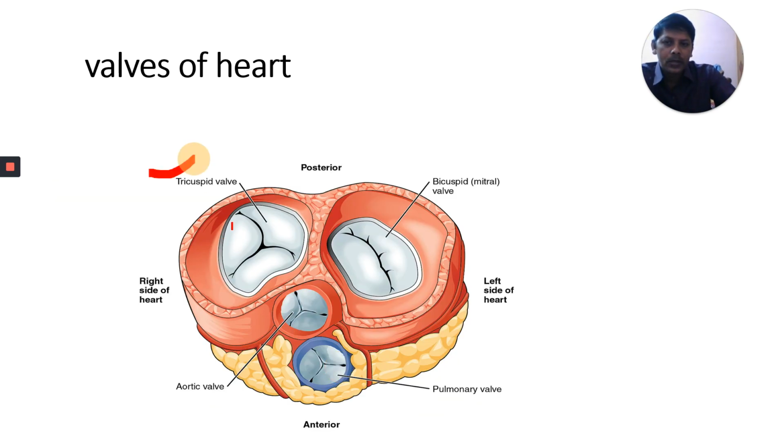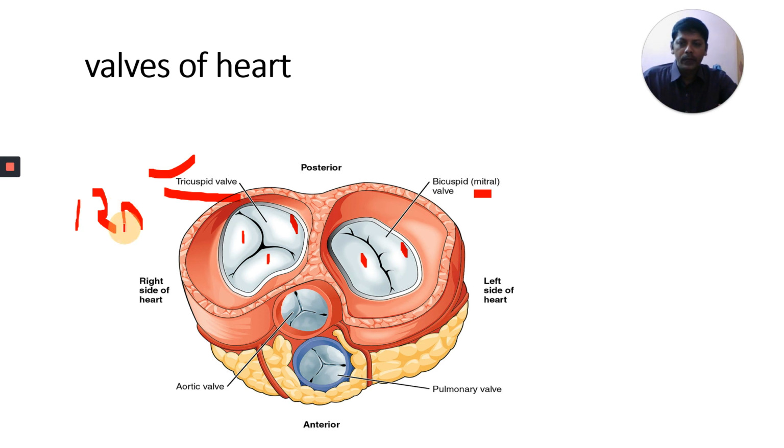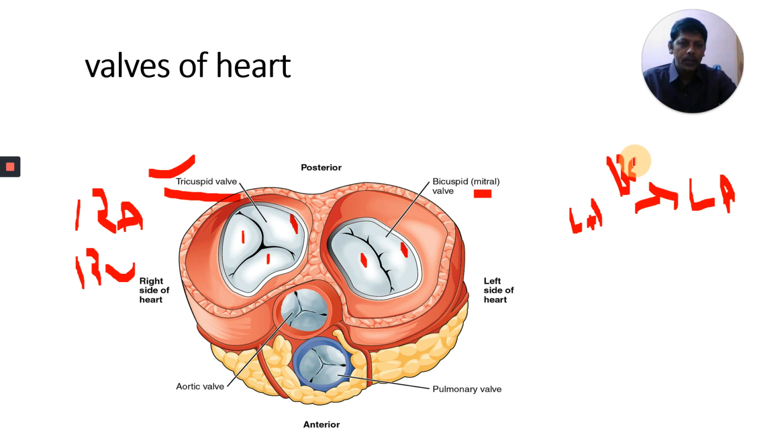You can observe here: this is 1, 2, 3. These are cusp-like structures; our teeth also have cusps. This is the tricuspid valve, which consists of three cusps. And this is the bicuspid valve, which consists of two cusps, otherwise called the mitral valve. The tricuspid valve is present between the right atrium and right ventricle. The bicuspid valve, or mitral valve, has two cusps and is between the left atrium and left ventricle. What type of valves are present here? Bicuspid valve, or mitral valve.